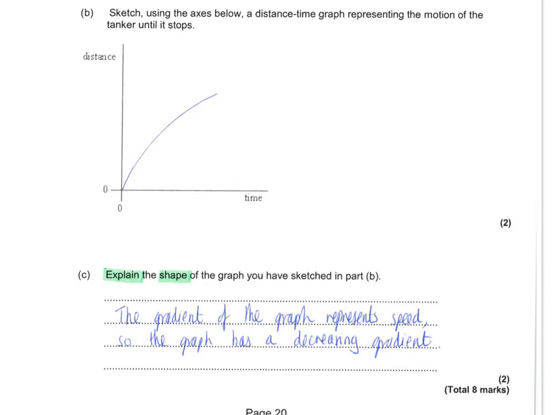You're then asked to explain how you've sketched your graph, and that's the point you need to make. So the gradient of the graph represents the speed, and the graph has a decreasing gradient.